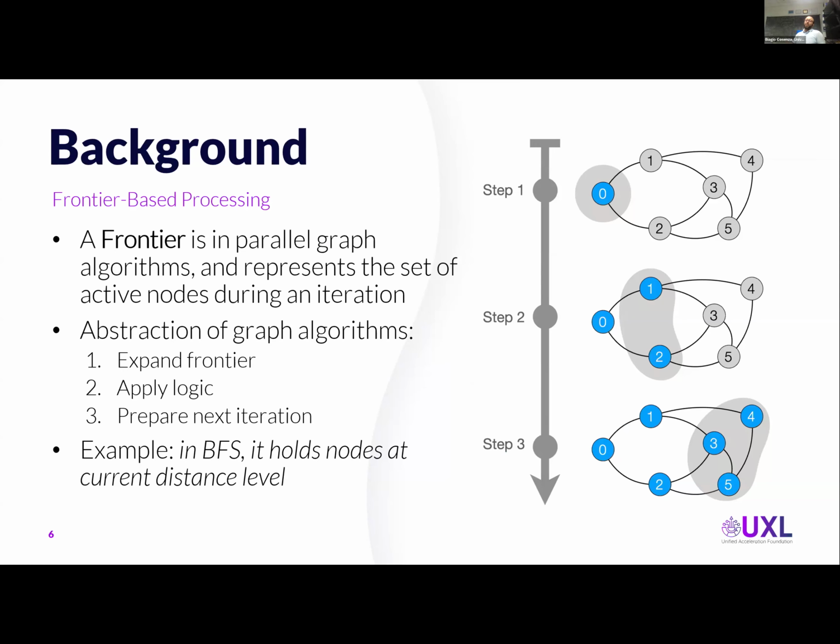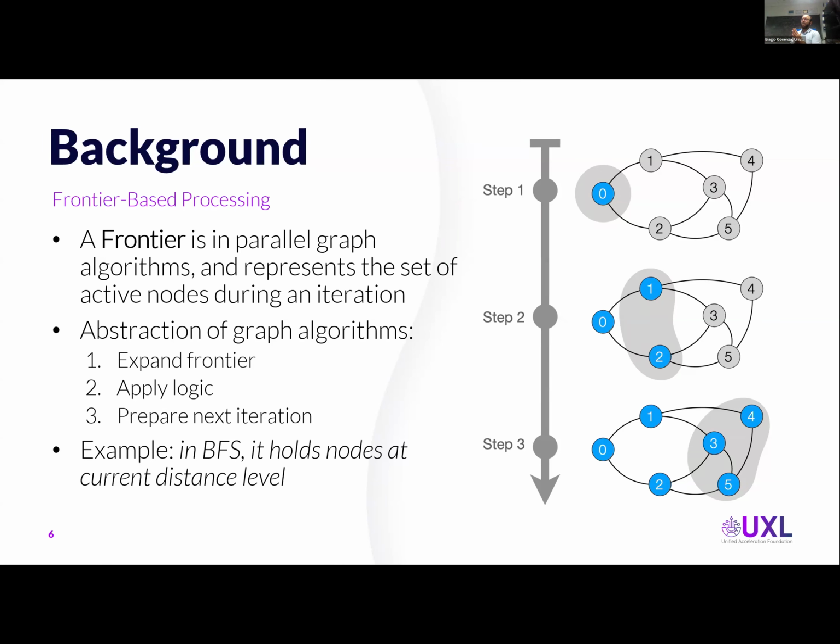When we go to the GPU, the approach we follow in our work is to design graph algorithms in terms of frontier-based processing. Frontier-based processing means that we have a frontier, which represents a list of active nodes, and then we apply some logic on these nodes depending on the algorithm, and then we prepare for the next iteration. In this way, graph processing becomes an iterative algorithm, where on each iteration we work on a larger or smaller set of vertices, which is indeed the frontier.